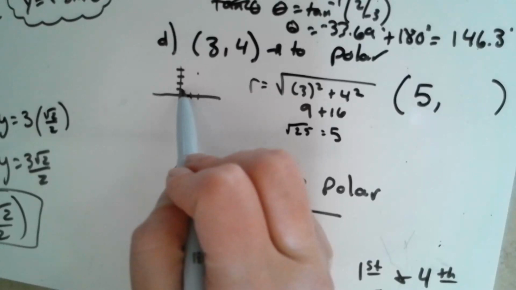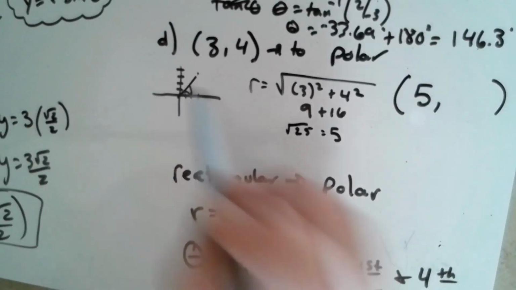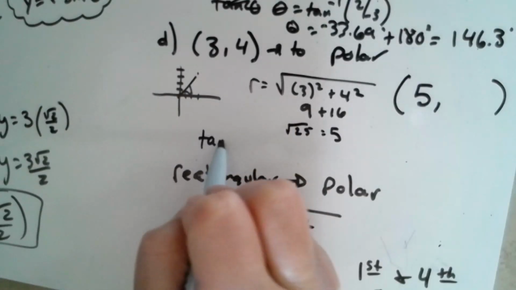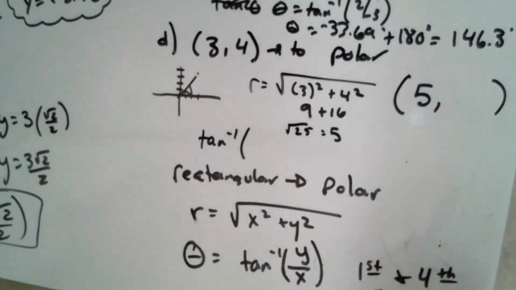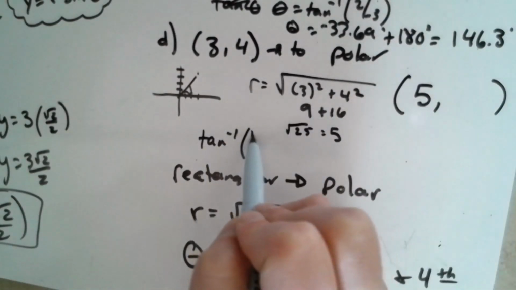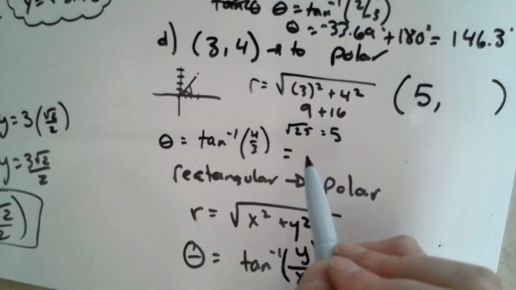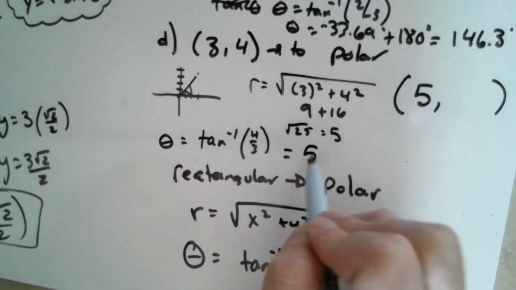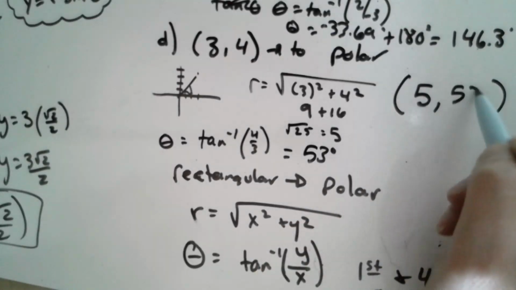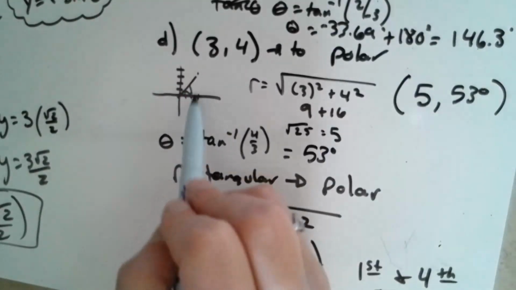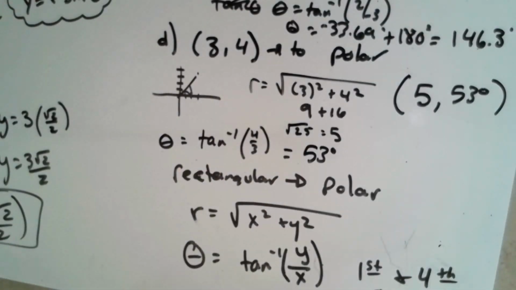And then I need to find this angle right here. That's going to be tangent inverse of y over x, so 4 over 3. And that should give me the angle of about 53 degrees. And again, that makes sense. It's 53 degrees, it's within that spot. Okay, so that's your changing rectangular to polar.